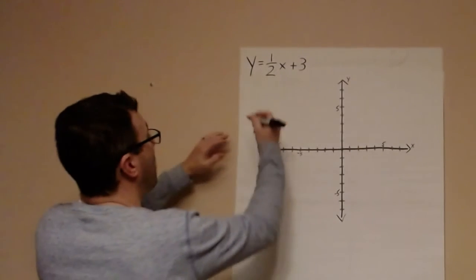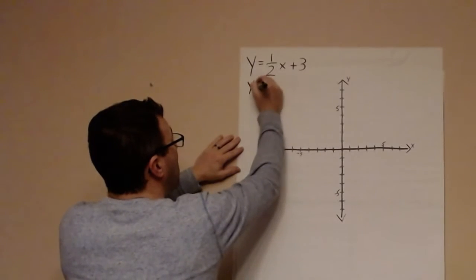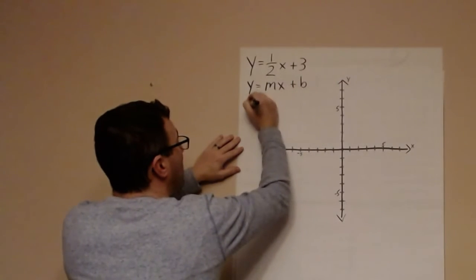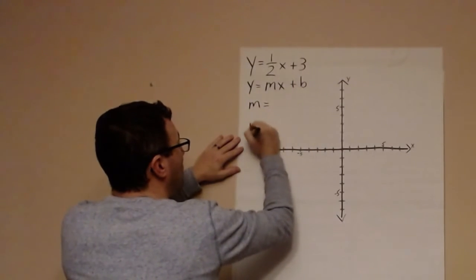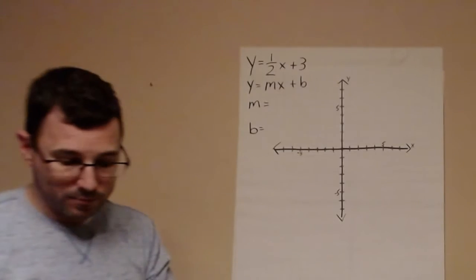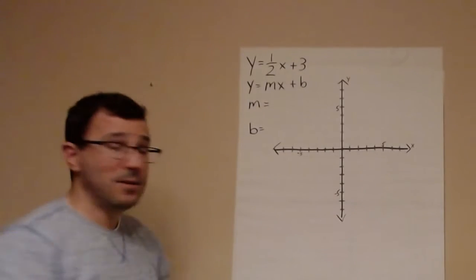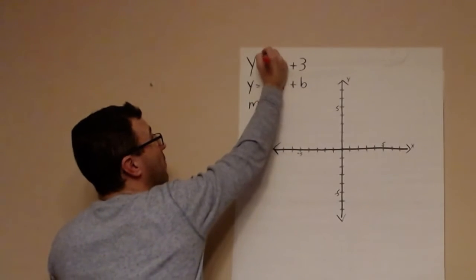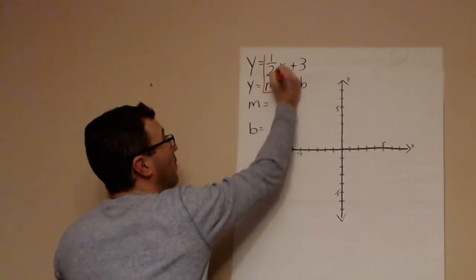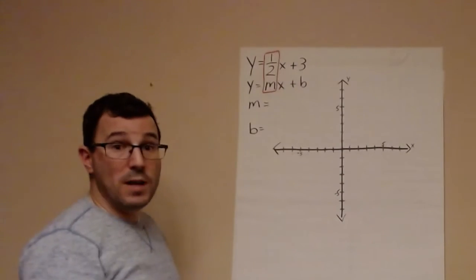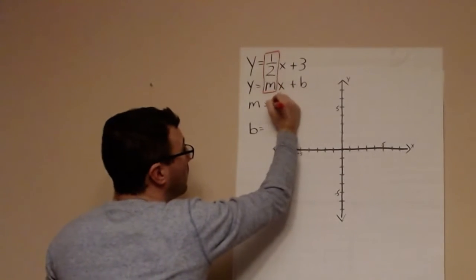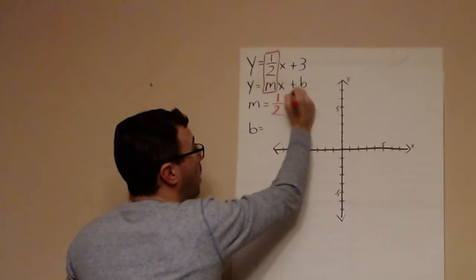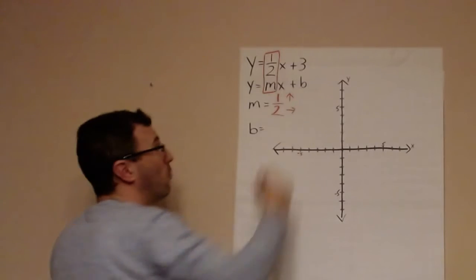So I'm going to write y equals mx plus b, m equals, b equals. And again, my slope is the number that's in front of the x variable, the 1/2, which is telling us each time we go up 1, we're going to the right 2.